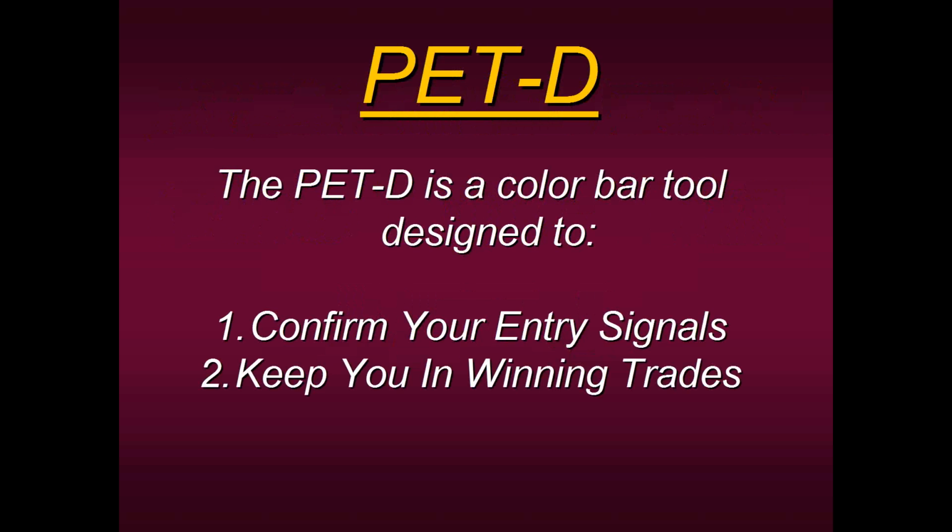It's a color bar tool designed, firstly, to confirm your entry signals. So you want to see the correct color with whatever you're doing. If you have a buy signal, you want to see the color green in your buy setup. And if you have a sell signal, you want to see the color bar turn red. That's confirming your signal that you're in sync with the short-term trend. And it also will keep you in winning trades. If you like to stay in trades much longer, rather than take a 2 or 3 point gain, you can sometimes, not guaranteed once again, but sometimes stay in a trade to gain 10, 20, even 30 points.